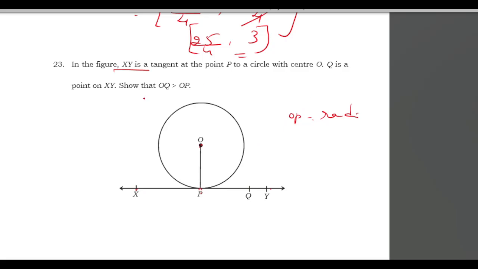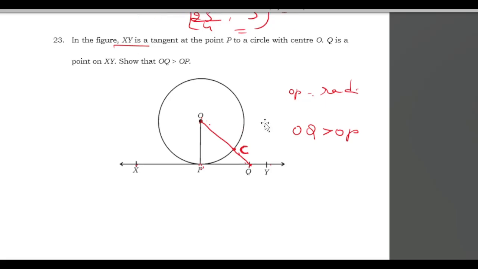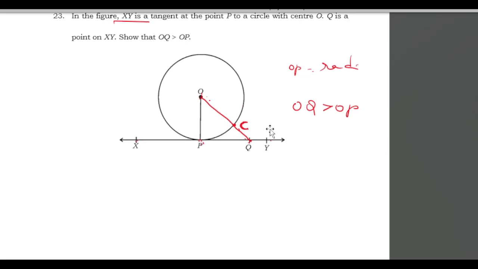Q is a point on XY. Show that OQ is greater than OP. So we should draw one line, O to Q, and mark a point C here. OP is radius. Then what about OC? OC is also radius. So OC is smaller than OQ, right? OQ is bigger than OC. That's what you have to prove. So the radius OP is smaller than OQ.